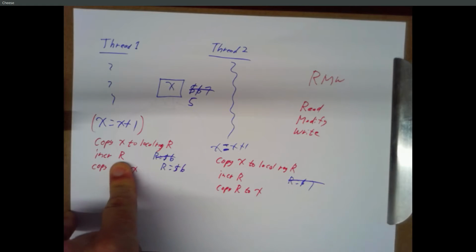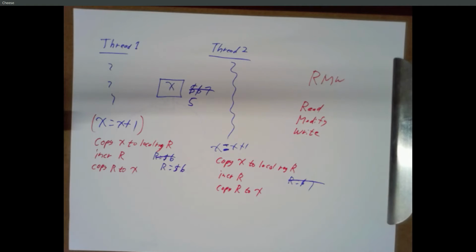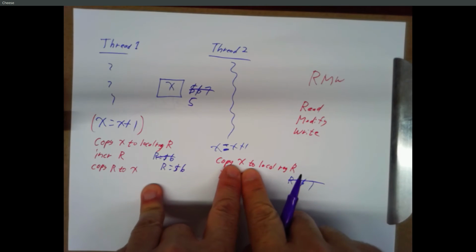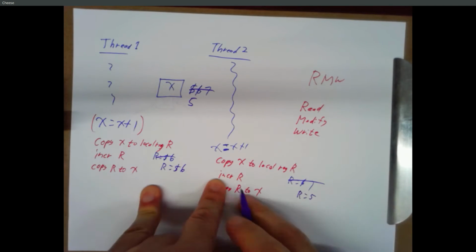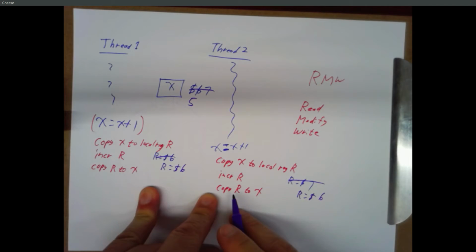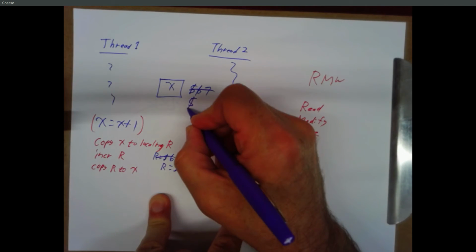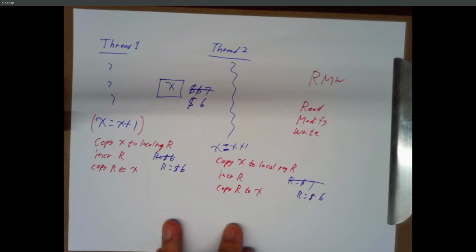So thread 1 has run for its quanta of time, and now the operating system says, okay, hold on thread 1, we're going to run thread 2 for a little bit. Thread 2 starts executing, it gets down here, it says copy x to local register R. So it sets R equal to 5. It says increment R, that's 6. It says copy R to x. That writes a 6 into x.